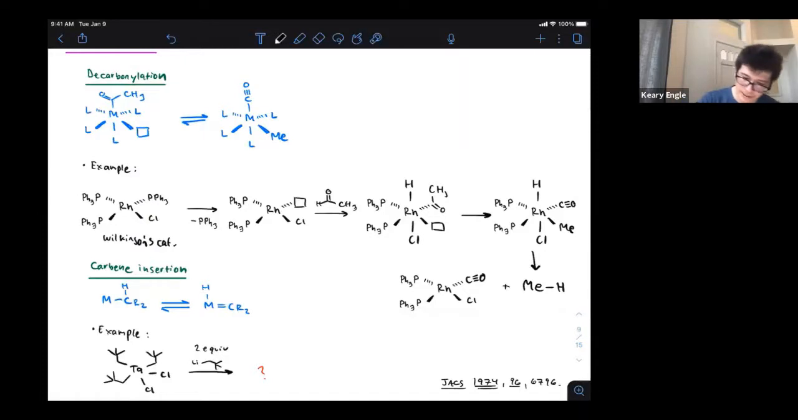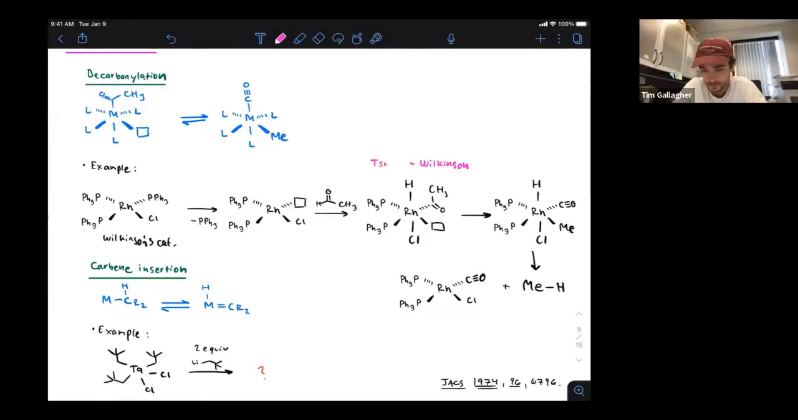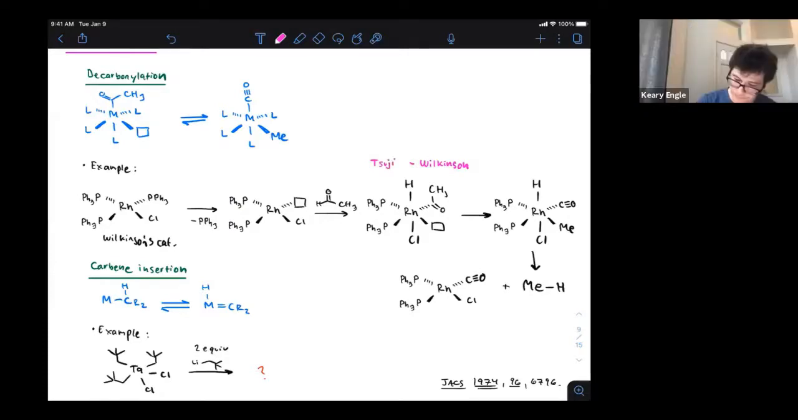Does anybody recognize the reaction? If you said Wilkinson, you'd be half right. This is the Tsuji-Wilkinson decarbonylation.